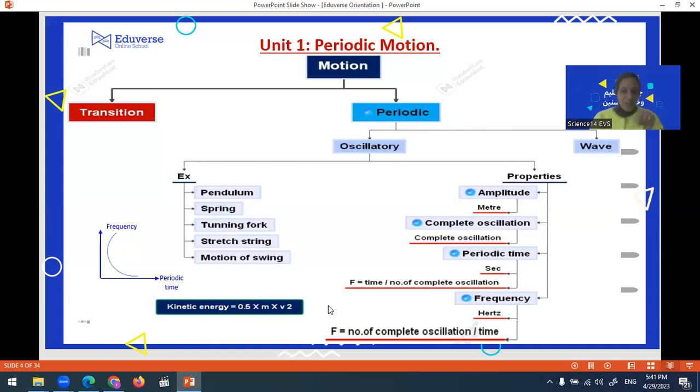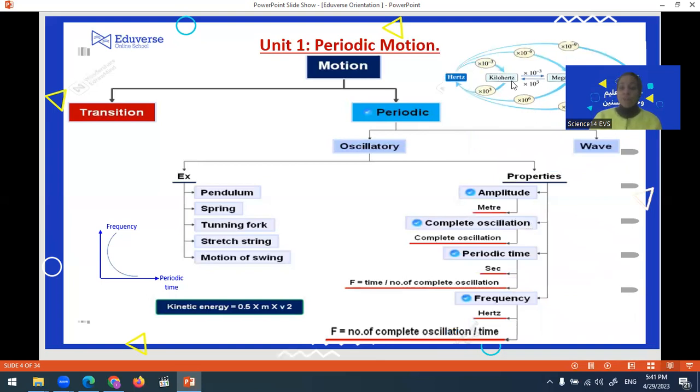Okay, but we have here, when we talked about the properties, we can find a relation between two properties, and the relation will be inverse relationship. Excellent, guys. It's between the frequency and the periodic time. They are reciprocal to each other.